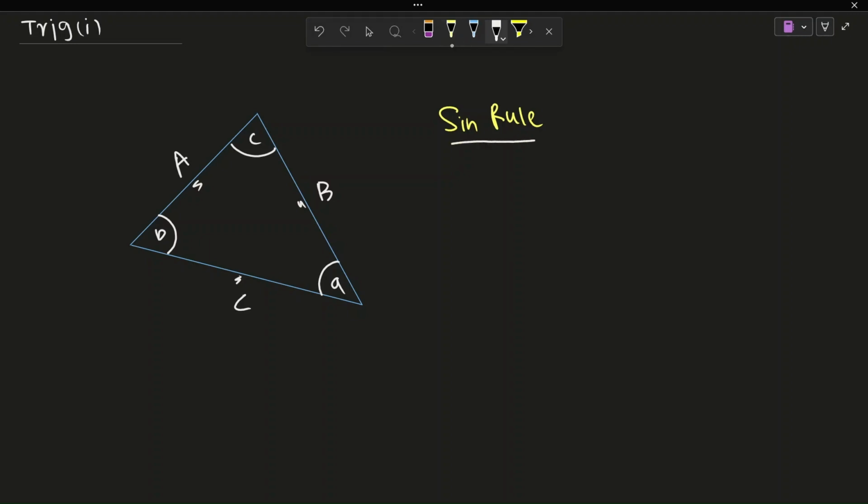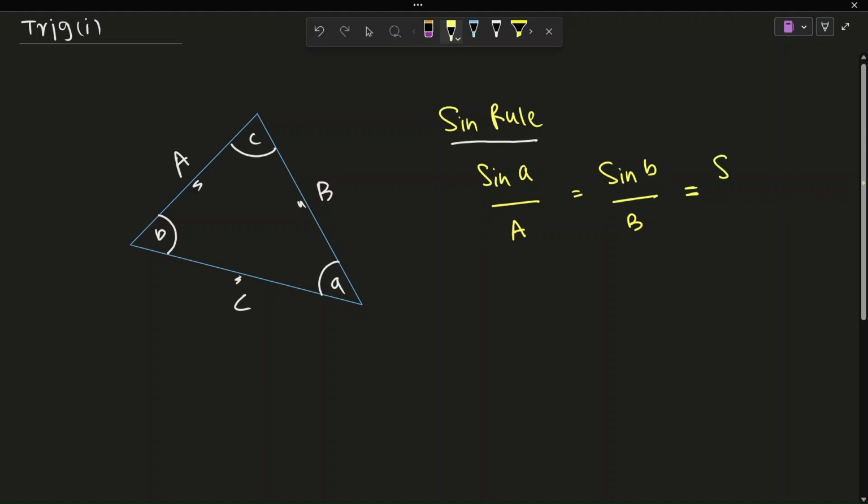Now the sine rule equation is going to give us sine A over A equals sine B over B equals sine C over C. That's it. And for any question you get, you don't have to use all 3 sides and all 3 angles. If you just want to find sine B and you have sine A with side A, you can just use this part as well. It's up to the question.